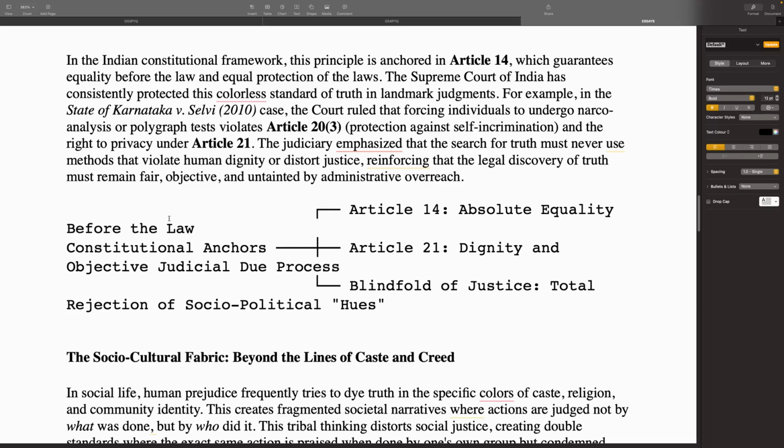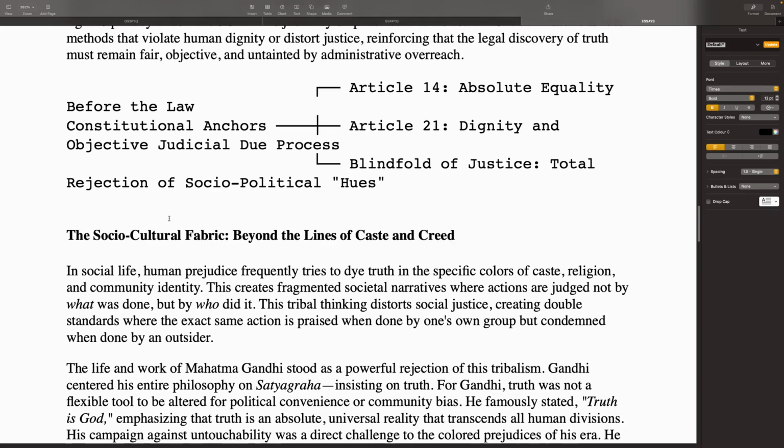The judiciary emphasized that the search for truth must never use methods that violate human dignity or distort justice, reinforcing that the legal discovery of truth must remain fair, objective, and untainted by administrative overreach. Before the law, okay, this is a flow diagram, you can see it.